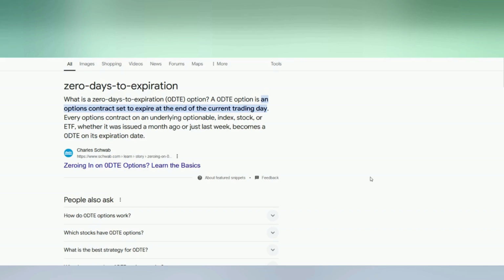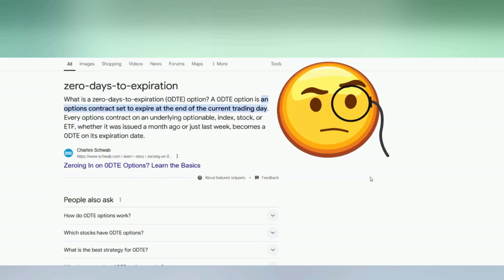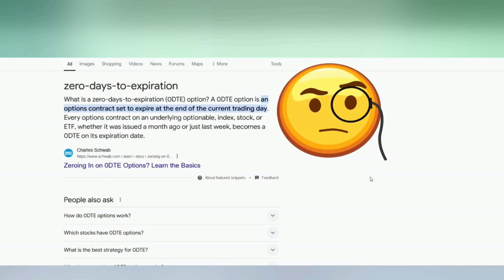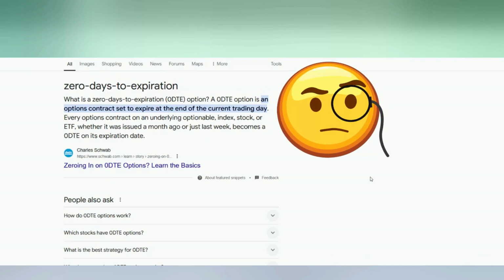So quickly before we dive in, what exactly is 0 DTE? It stands for 0 days to expiration, and a 0 DTE option is an options contract set to expire at the end of the current trading day. The new funds I'll be looking at today are all 0 DTE covered call ETFs. But just as a point of clarification, any options contract, even if it was issued a year or a month ago, becomes 0 DTE on its expiration date.